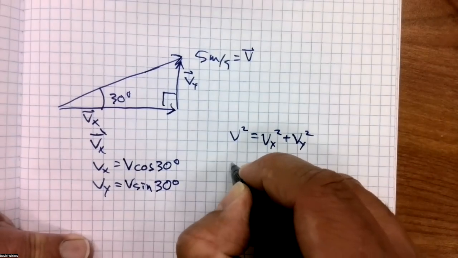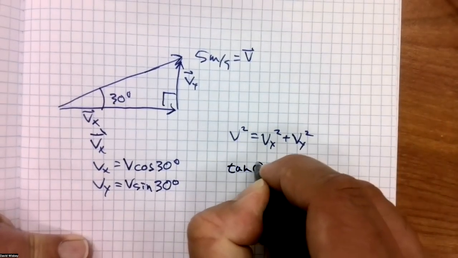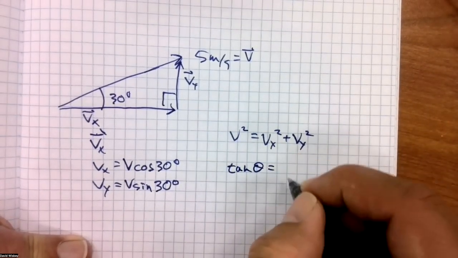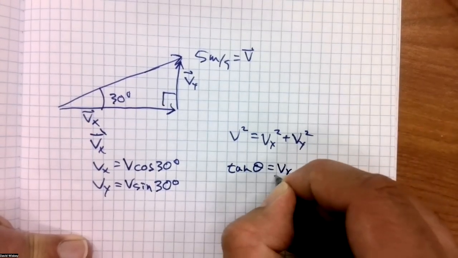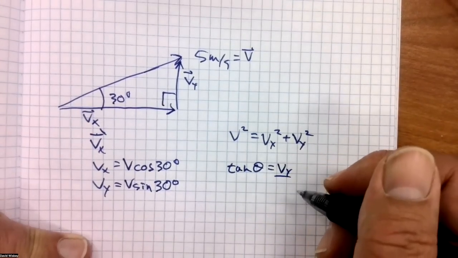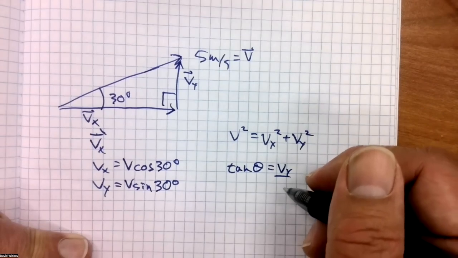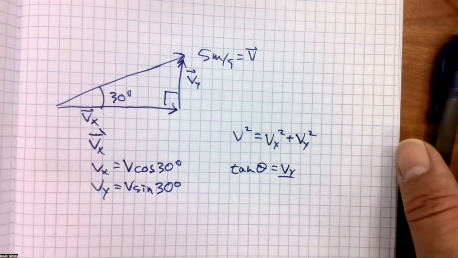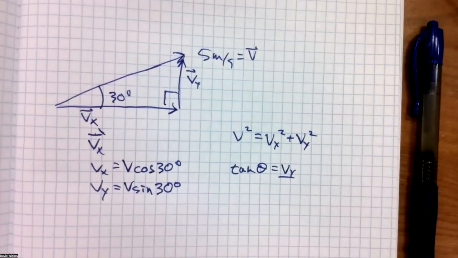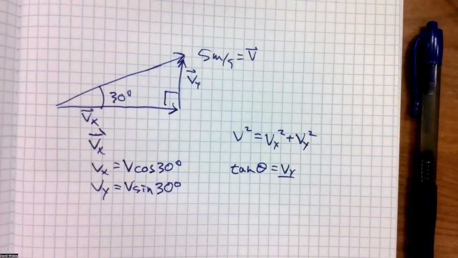I'd say tangent of theta equals, it's Vy, is it X over Y or Y over X? Okay. I'm going to have to go to Schaum's Handbook of Mathematical Tables and Formulas. Who remembers what tangent is? Tangent of theta equals X over.